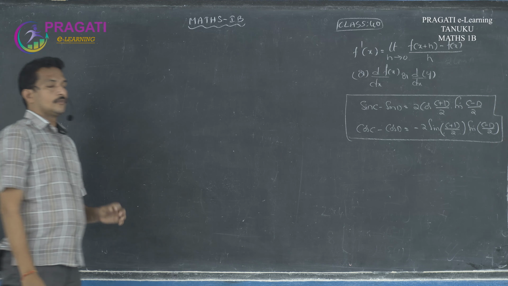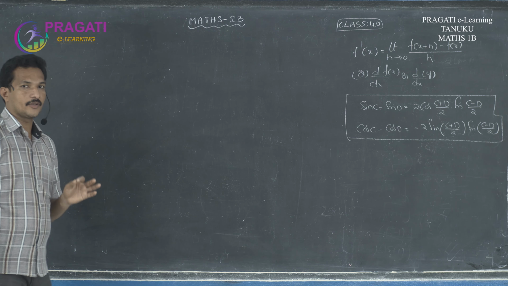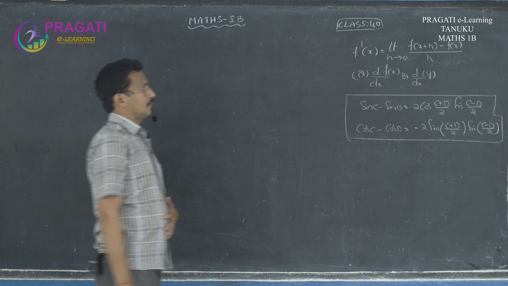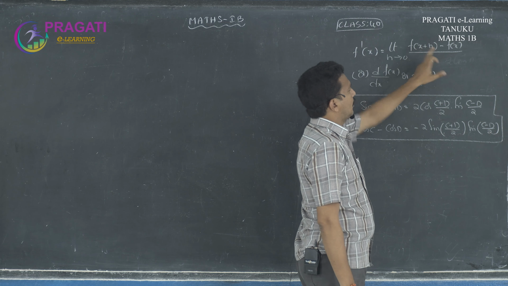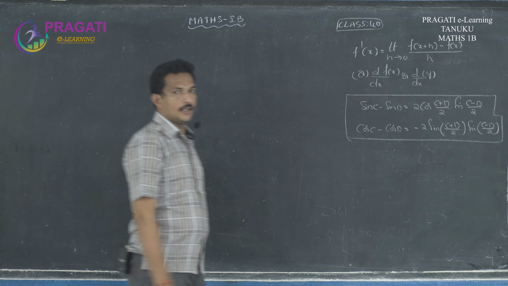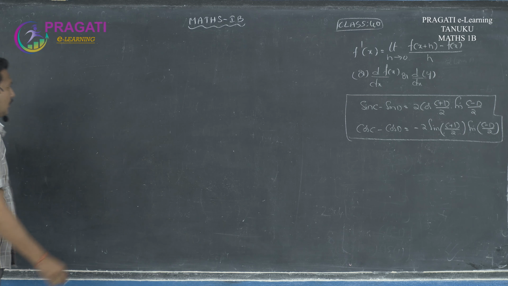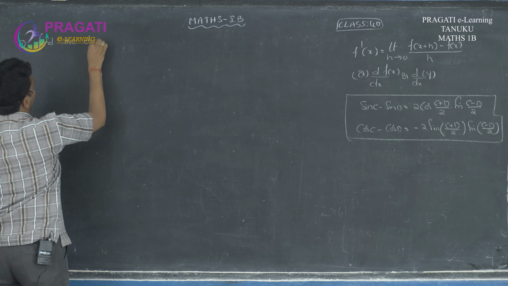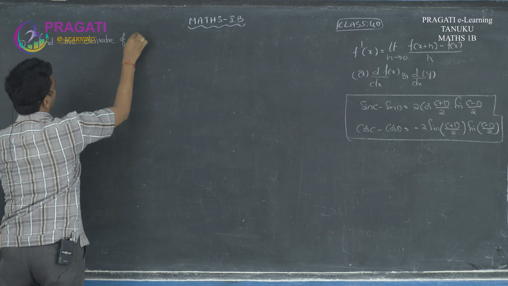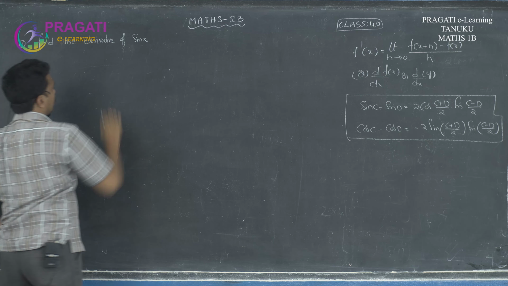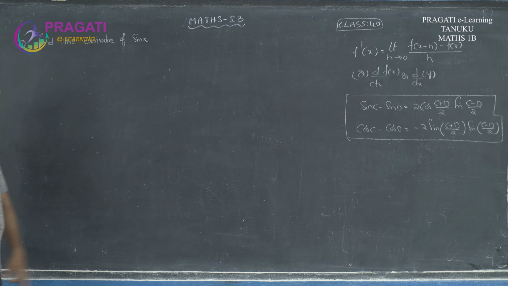The derivative of f of x is denoted by f dash of x, and f dash of x is equal to, the formula is limit h tends to 0, f of x plus h minus f of x by h. So, first of all, one of the problems is: find the derivative of sin x. Here the function is sin x.